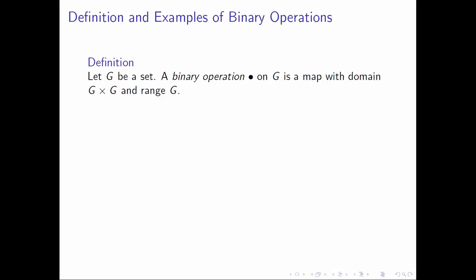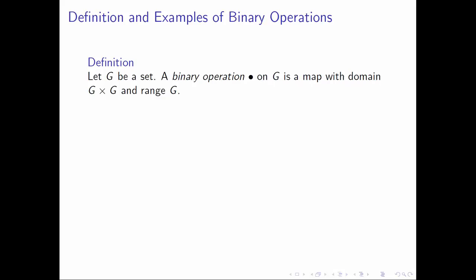Let's suppose that G is a set, any old set. Then a binary operation, which we're going to denote with a dot on the set G, is a map or a function. The domain of this function is the Cartesian product of this set with itself, which we denote by G cross G. And the range of this function is the set G itself.